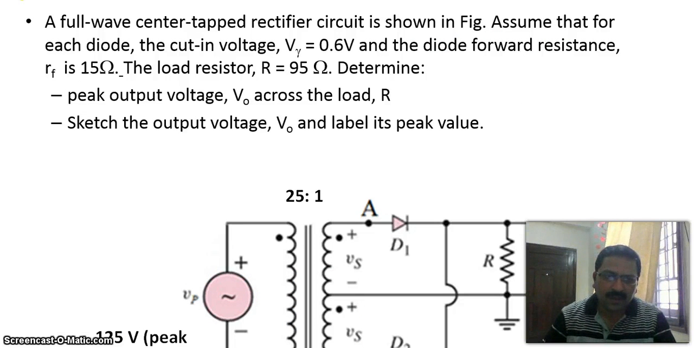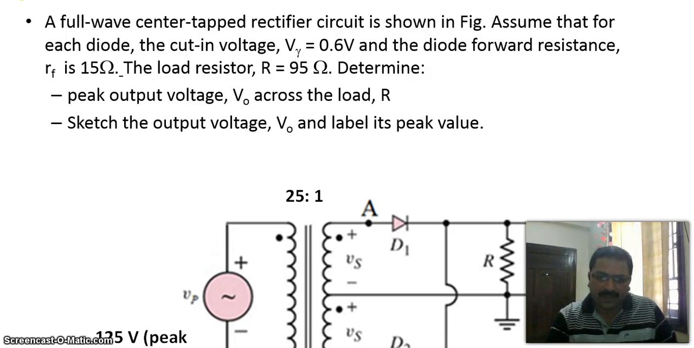Here a simple problem is explained. A full wave center tap rectifier is shown in the figure. Assume each diode has a cut-in voltage VR equal to 0.6 volts, that is the diode drop, and the diode forward resistance RF is 15 ohms, and the load resistance is 95 ohms. Now we need to determine the peak output voltage, find the output voltage across the load R, and sketch the output voltage and label its peak value. This would be an exercise.